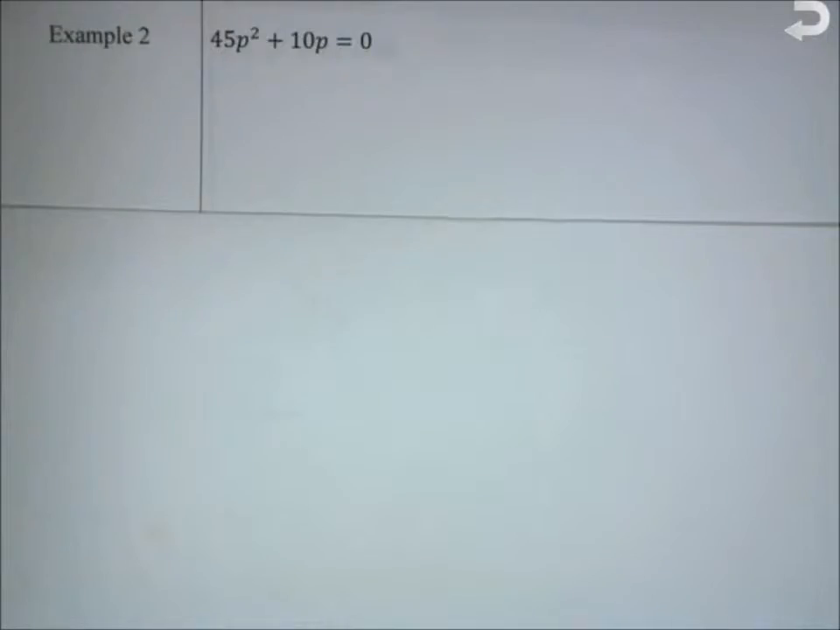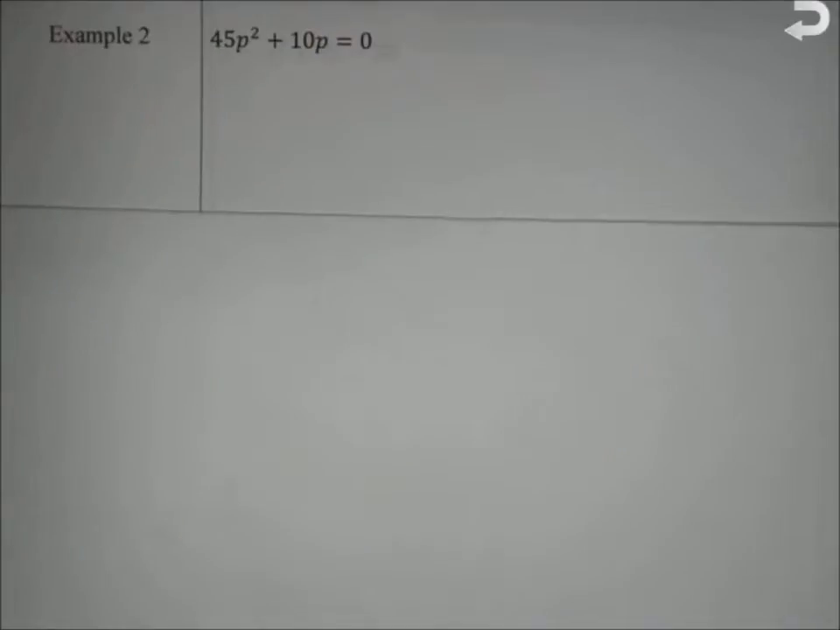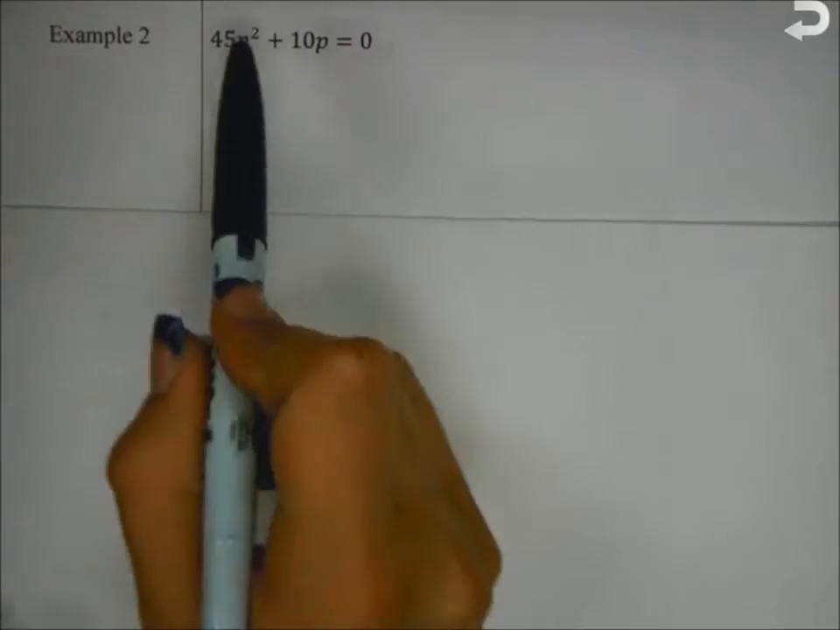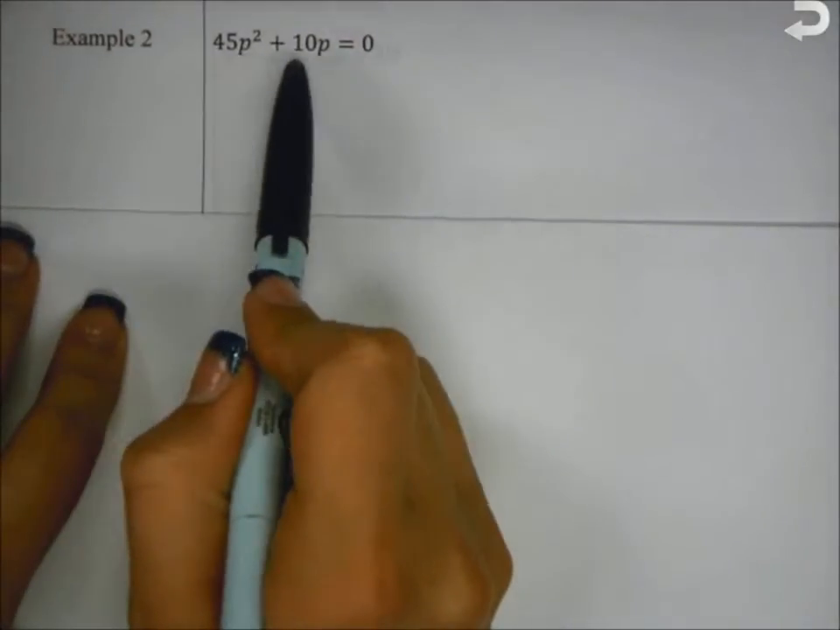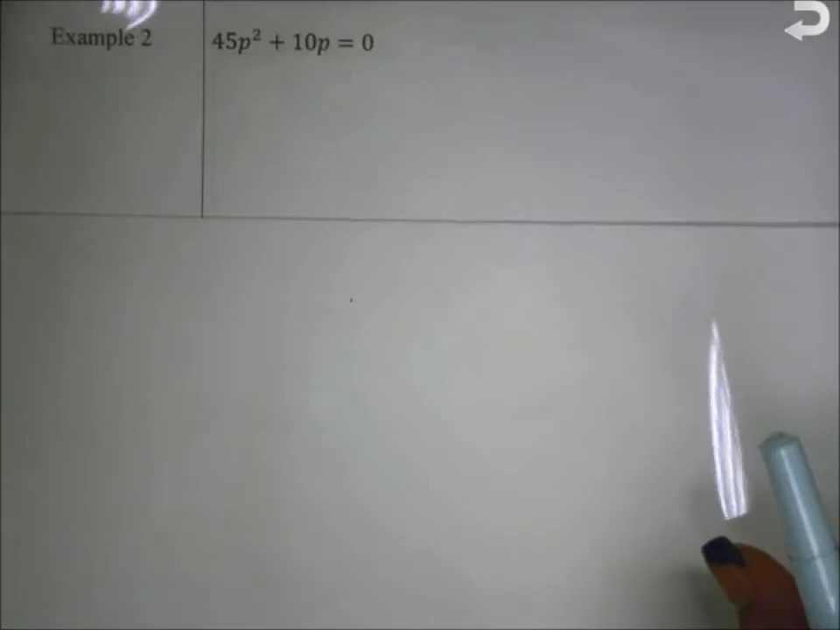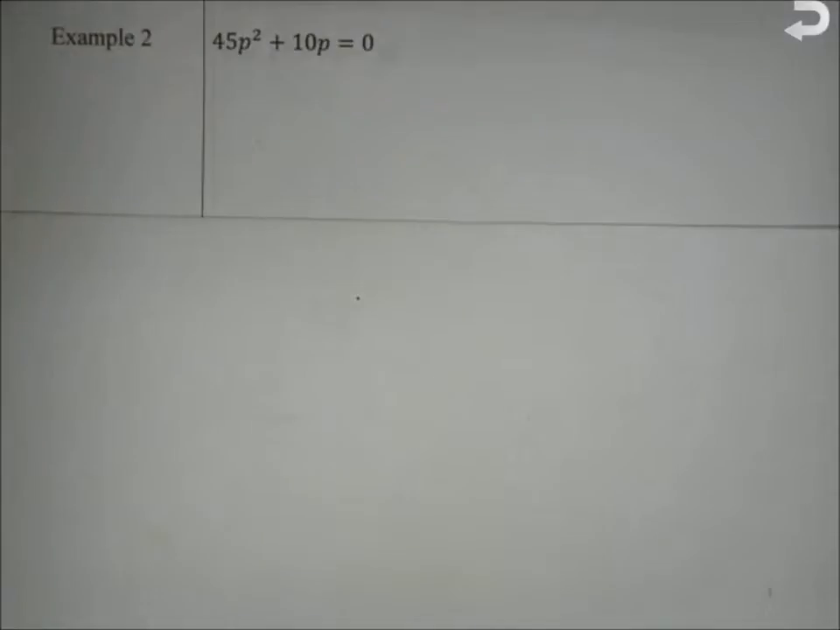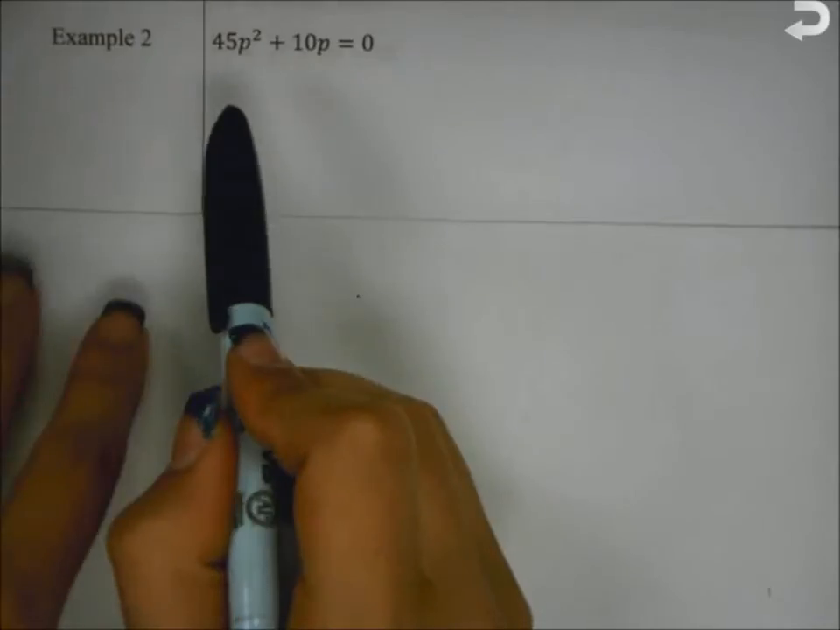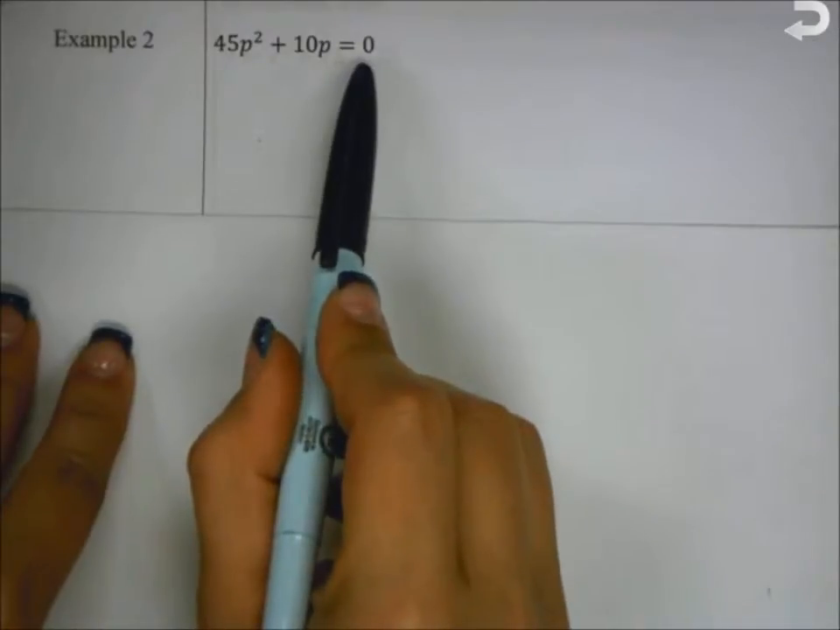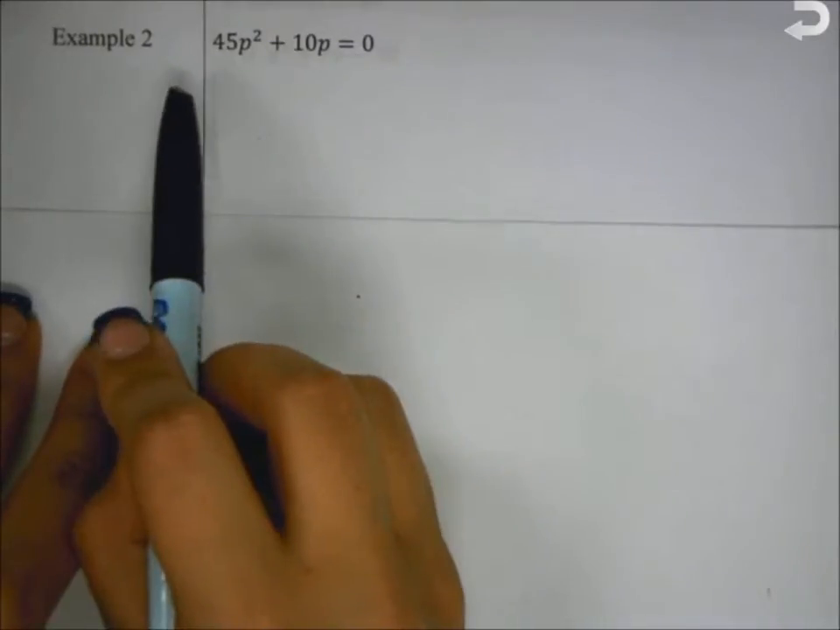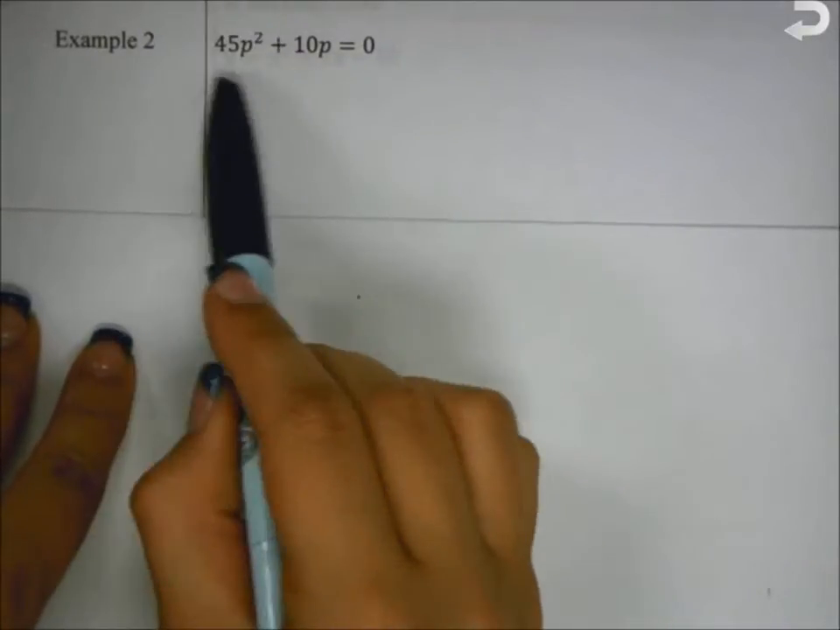Okay, so example 2 is 45p squared plus 10p equals 0. We want to solve for x here. So the first thing that we're looking for is we want to make sure that the equation is equal to 0. Are we equal to 0? Yes. We also want to make sure that the largest exponent is positive. Is 45p squared positive? Yes, it is.